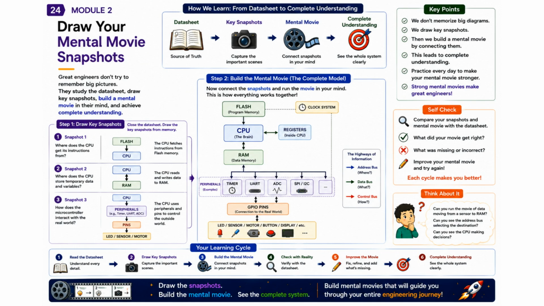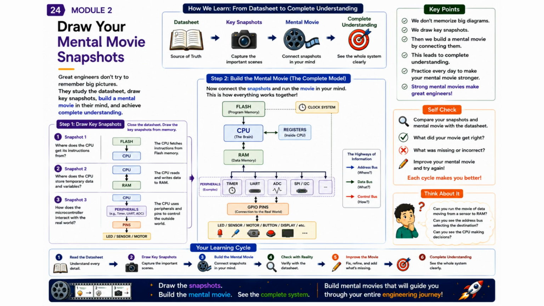Think about a movie. It is really a collection of many individual frames connected in sequence. Our understanding of a microcontroller works in exactly the same way. We start with a few simple pictures. Then we connect them together in our minds. And suddenly, the entire system begins to make sense. Let us look at three important snapshots.